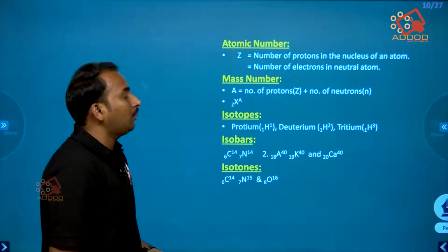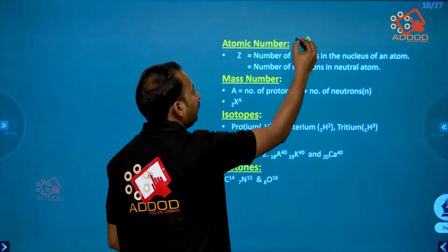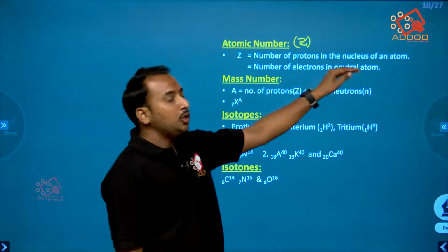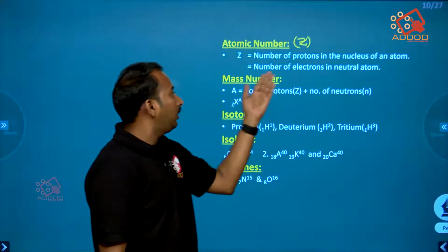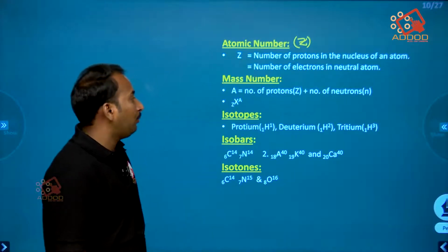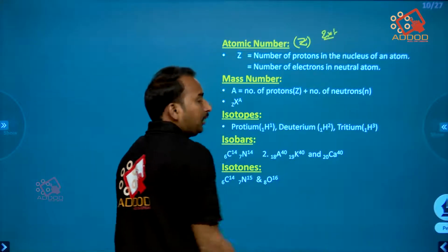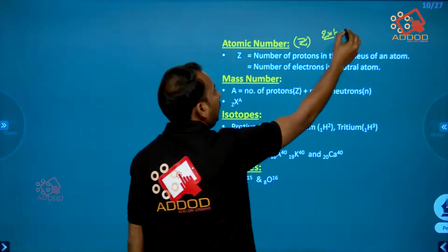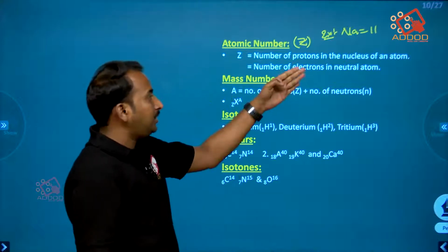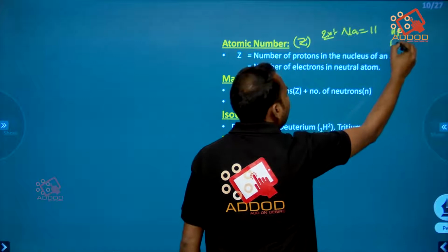So what is meant by atomic number? It is denoted by the capital Z. That is, Z is equal to the number of protons in the nucleus of an atom, or the number of electrons in the neutral atom. So we take that as the atomic number. Let us see an example. Suppose sodium has the atomic number 11. So 11 means 11 protons. It has 11 protons and 11 electrons.